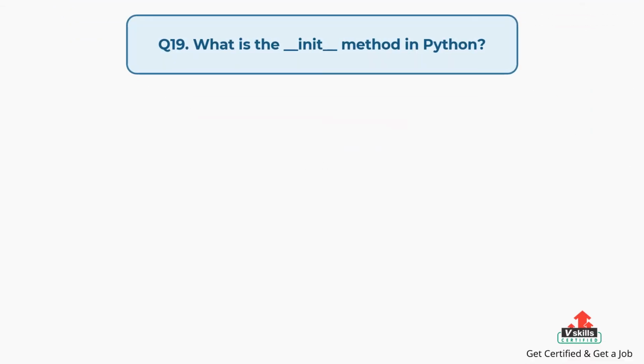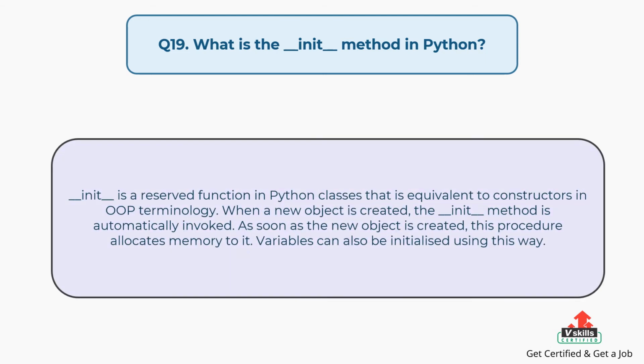Question number 19. What is the init method in Python? The answer is: init is a reserved function in Python classes that is equivalent to constructors in OOP terminology. When a new object is created, the init method is automatically invoked. As soon as the new object is created, this procedure allocates memory to it. Variables can also be initialized using this method.